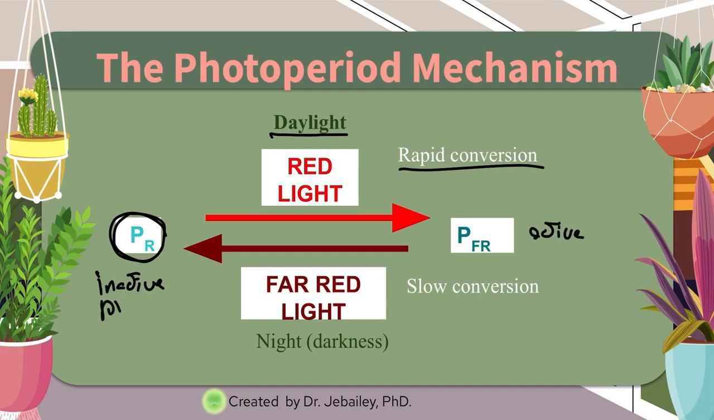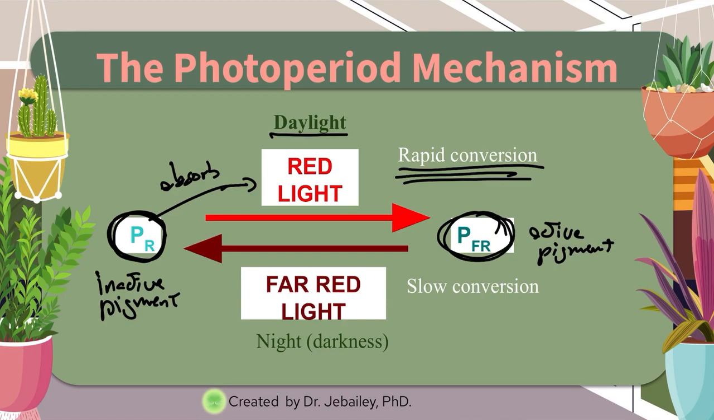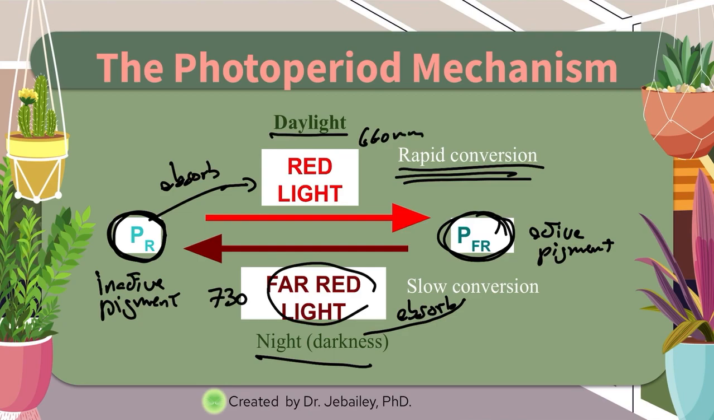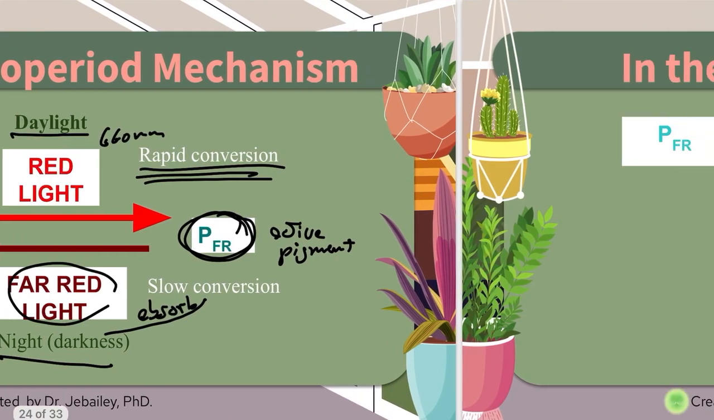And what are they? They are pigments. So this guy is going to do what? He's going to absorb during the day the red light and turn in a rapid conversion to PFR. And PFR during the night will, in a slow conversion, go back by absorbing the far red light and bring it back to this. Now the far red is 730 and this one is 660 nanometers. You got to put the units. So I'm just repeating this because, again, you have to remember it as you go along.